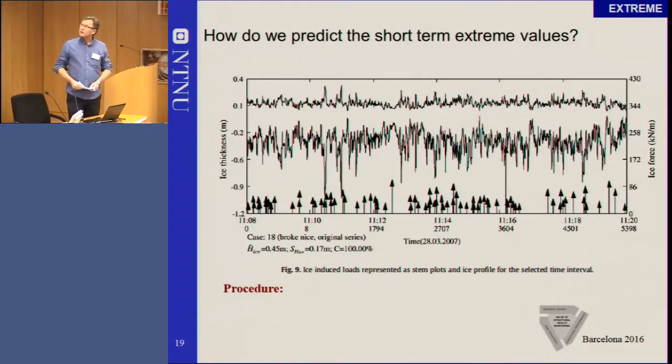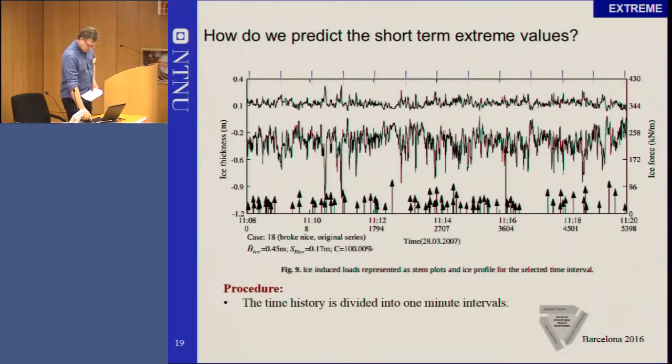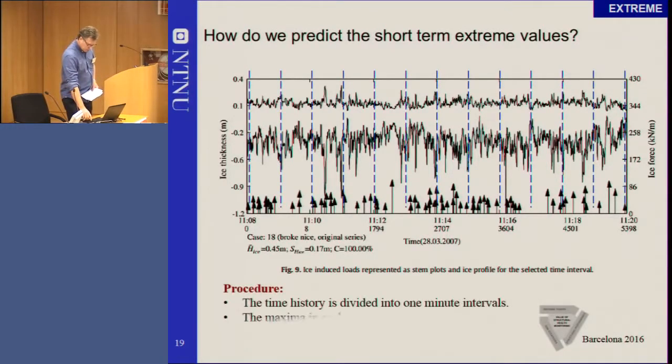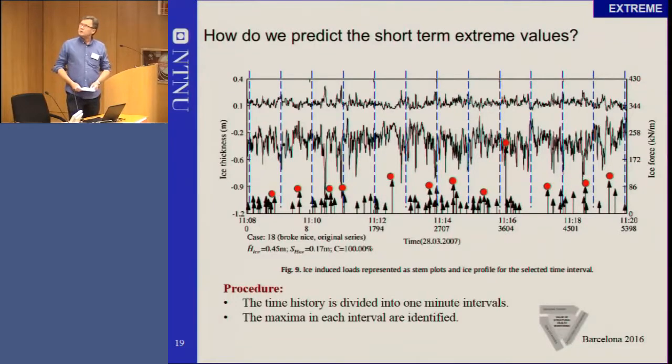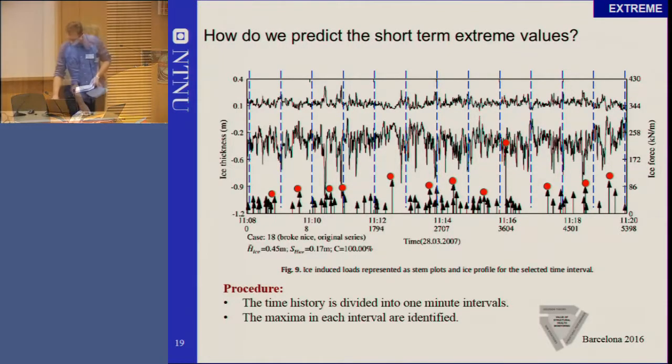So also we can predict extreme values by subdividing these measurements into different periods. So you can subdivide in 1-minute intervals, take the maximum value in each interval, and then you can use extreme value statistics to tell what is the largest load in a given duration based on the initial peak distribution. You predict the extremes based on that.